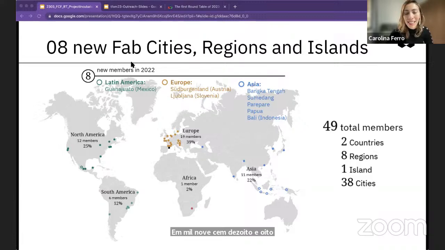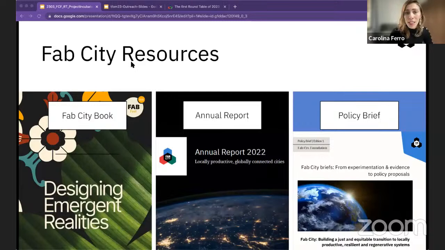And yeah, so now we're 49 in total, with 2 countries, 8 regions, 1 island, and 38 cities in the global initiative. Also last year, if we could go to the next slide, Ida, there were quite a few important resources that were built together with the members of the Fab City Global Initiative.